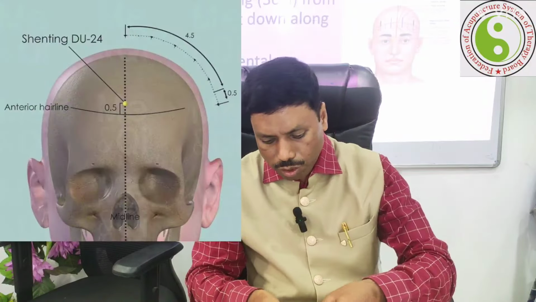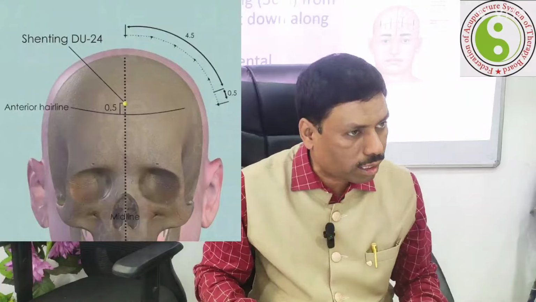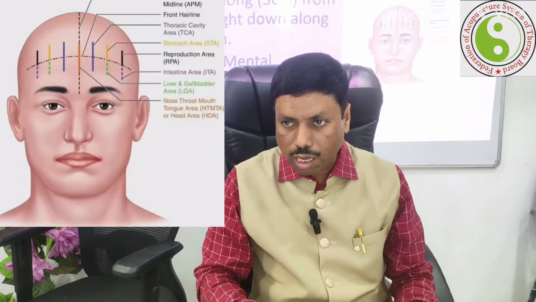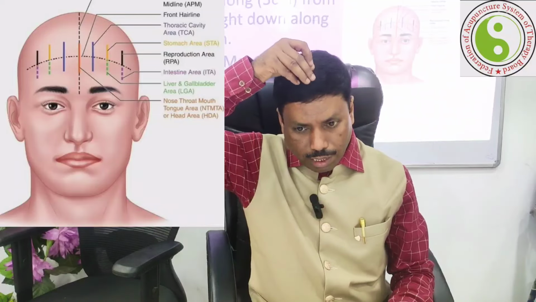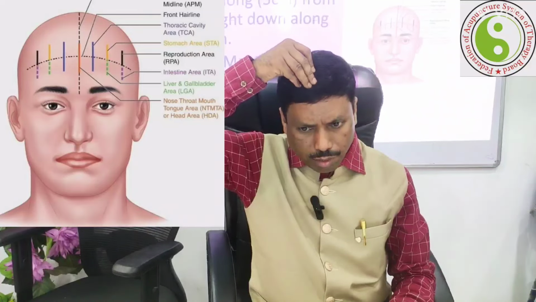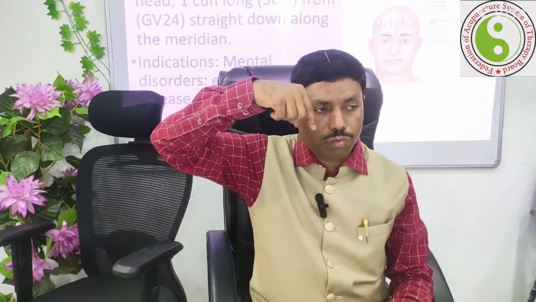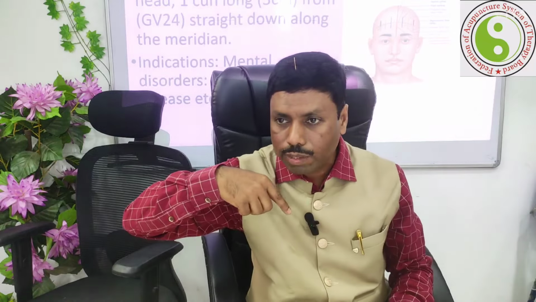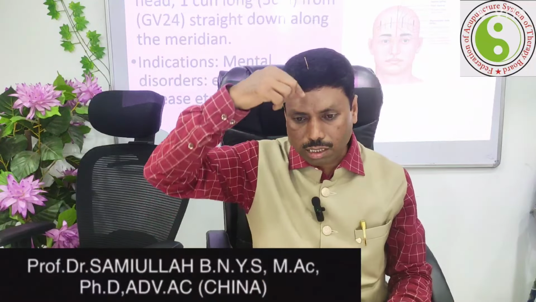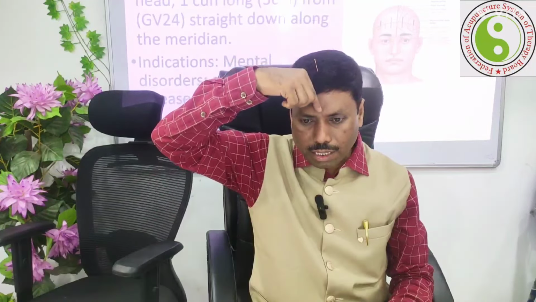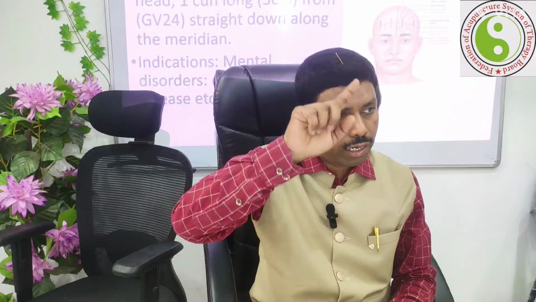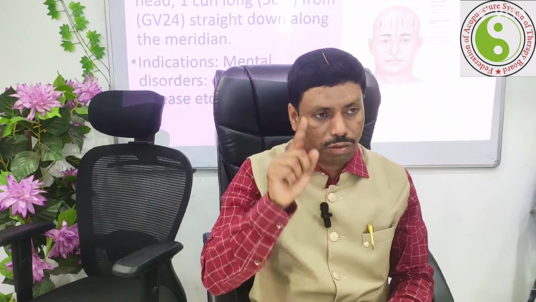Then from DU24, where is the Shenting point located? 0.5 chun proximal to the anterior hairline on the midline. You insert the needle and then it goes in a downward direction. This will be useful to treat all head and neck related disorders. All head and neck related disorders can be treated if we apply the needle in this direction. So now we understand this region is the anterior midline of the forehead.